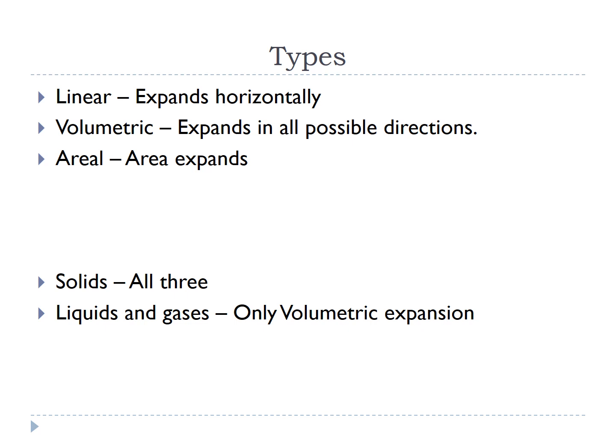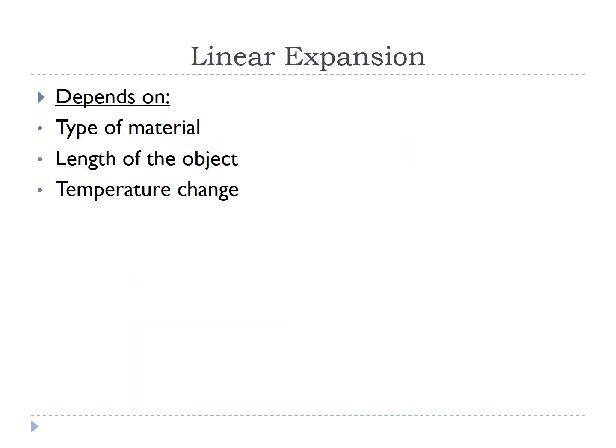Okay, so we are going to look at the derivations of each one of them. Let's start with linear expansion. Linear expansion depends upon the type of material, the length of the object, and the temperature change. Linear expansion is nothing but the increase in the length of a particular solid because of the increase in the temperature.